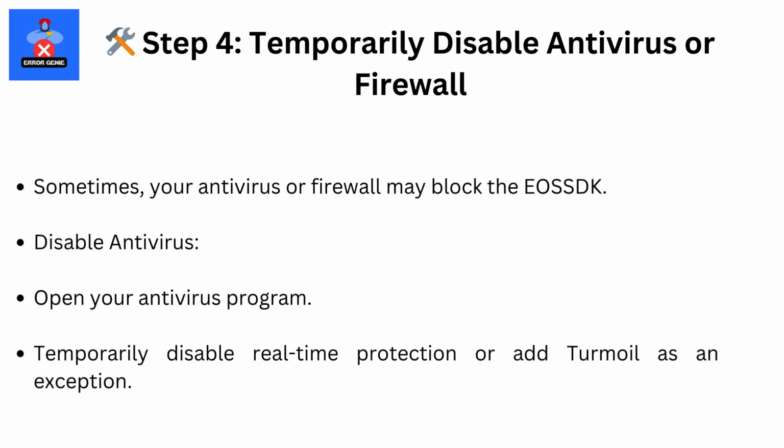Step 4. Temporarily disable antivirus or firewall. Sometimes your antivirus or firewall may block the EOS SDK. Disable antivirus: open your antivirus program. Temporarily disable real-time protection or add Turmoil as an exception.